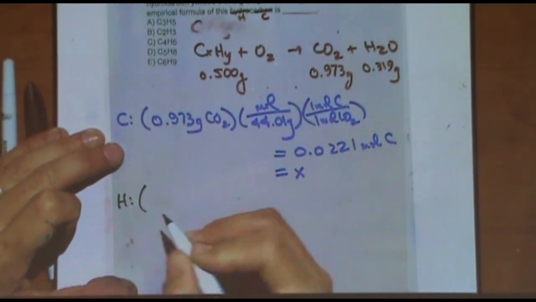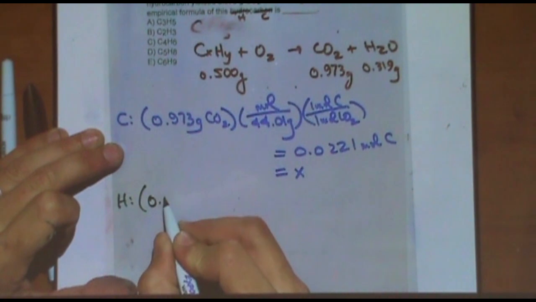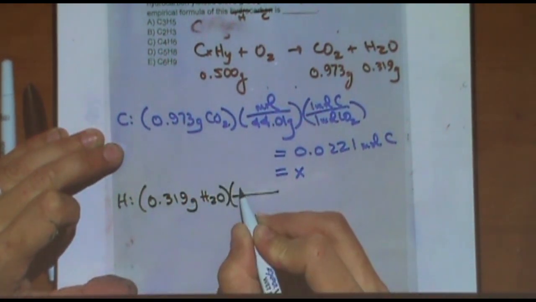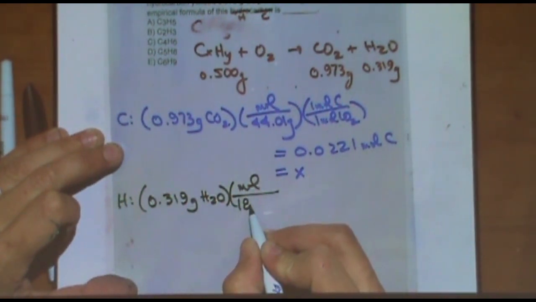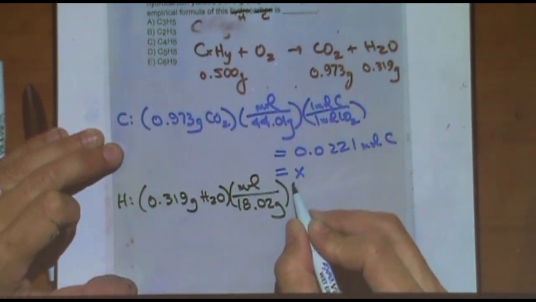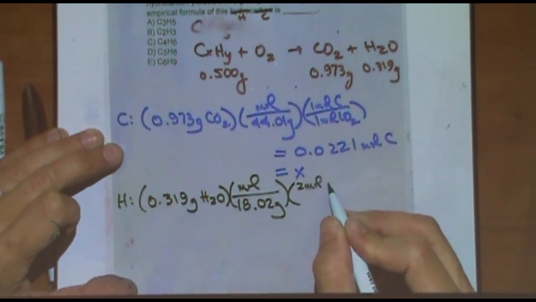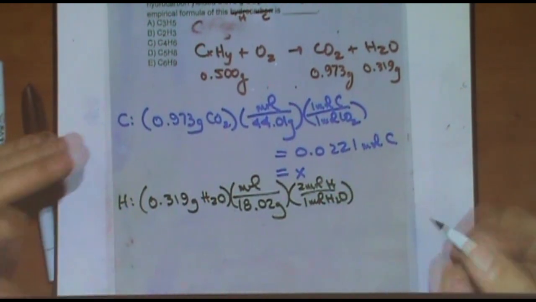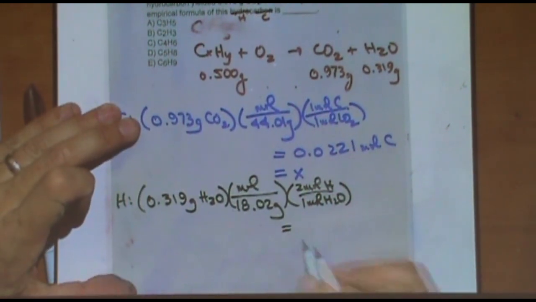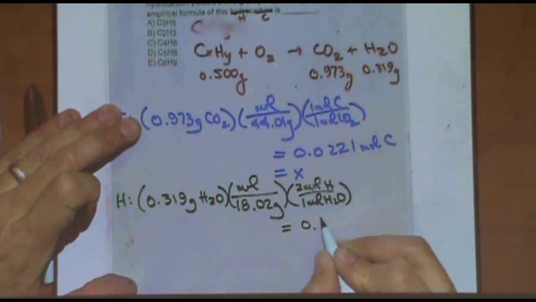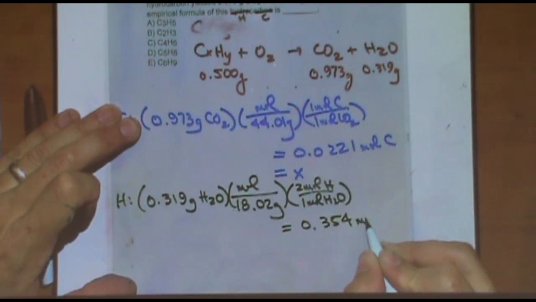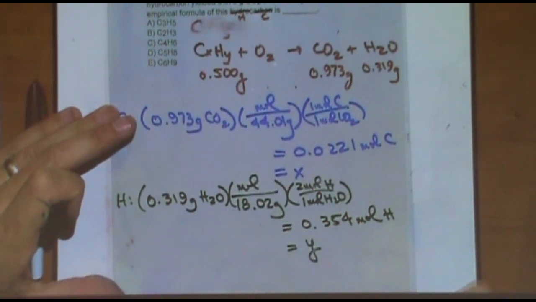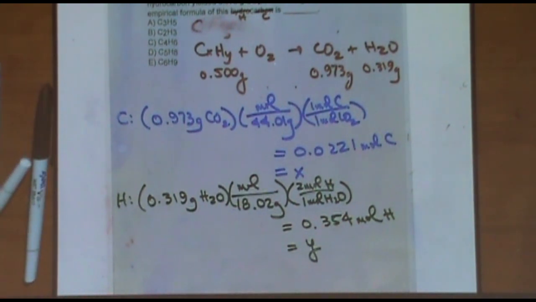For H, you have to start with water. That's H2O. Molar mass of H2O, from the periodic table, 18.02 grams per mole. Then there's 2 moles of H for every 1 mole of H2O, or there's 2 hydrogens in every water. So this I got 0.0554 moles of H. And this is also y, the variable y.